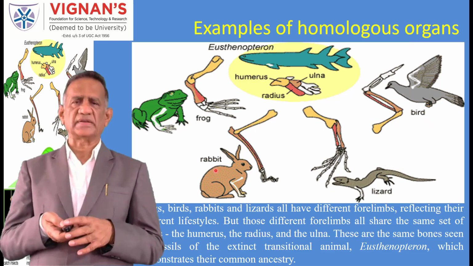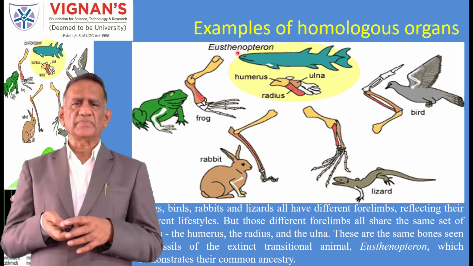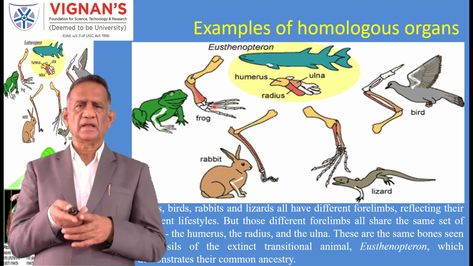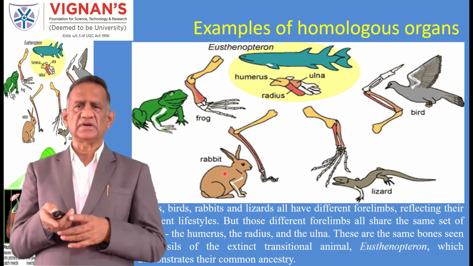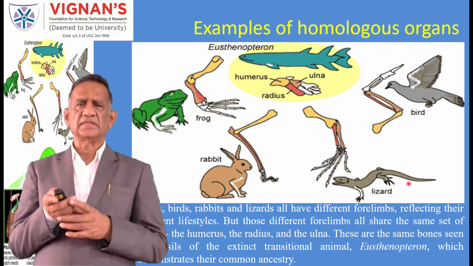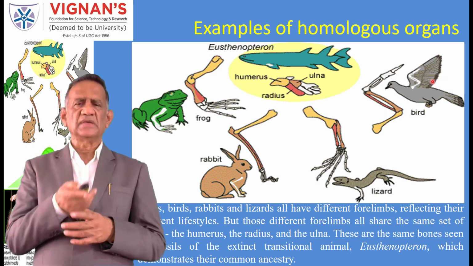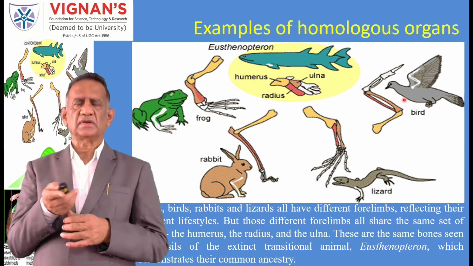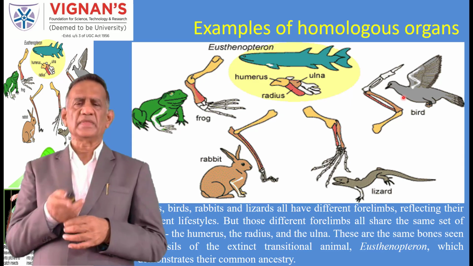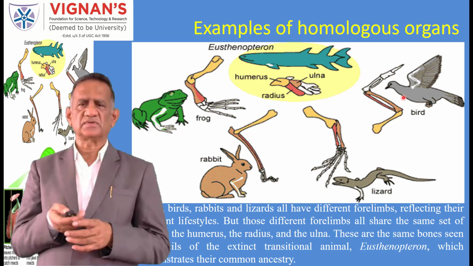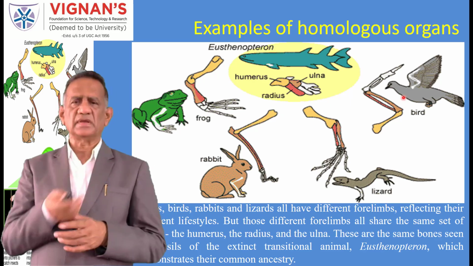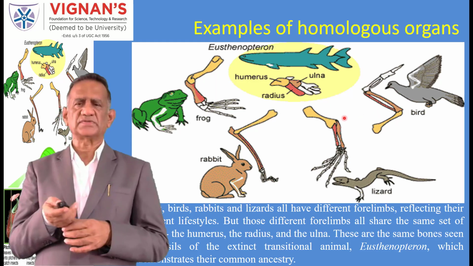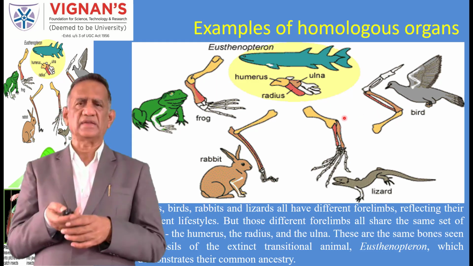Examples of homologous organs. Here you see the frog, like rabbit, and lizard, later the bird. They're all having a similar type of leg pattern: femur, radius and ulna, tibia, tarsus and the tarsals. The structure of the bones, they all look alike here.